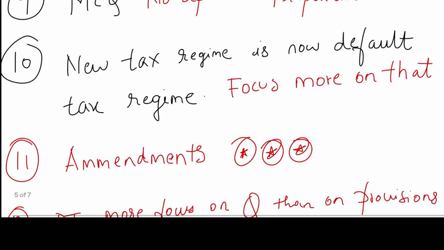Next, the new tax regime is now the default tax regime. Focus more on that. While you are reading the question, carefully identify whether the assessee is opting for 115BAC or BAB, whatever the case may be, and use the applicable tax rates.